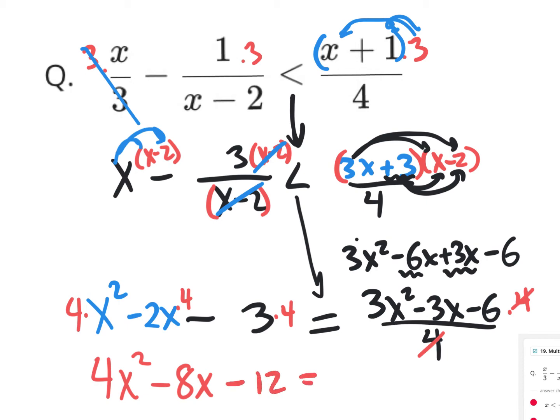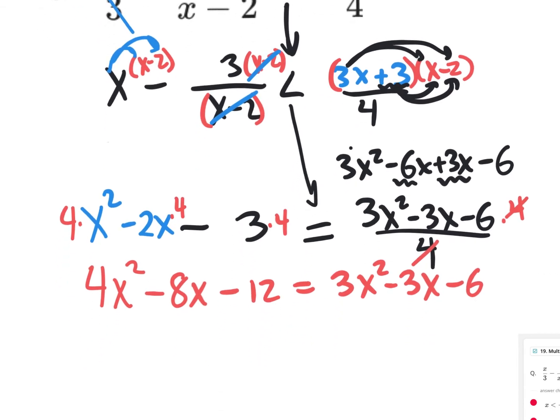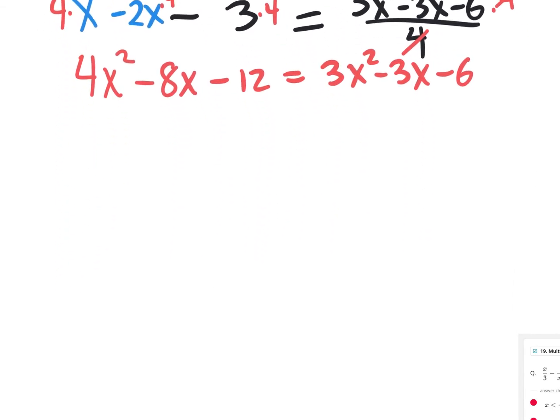Minus 12 equals 3x squared minus 3x minus 6. That is a huge, disgusting polynomial, but at least I don't have any fractions. So I need to move everything to one side, set it equal to 0. Let's subtract 3x squared, cancels, subtract 3x squared. That actually helps us a lot. We end up with a regular x squared, or 1x squared. I'm just going to leave it as x squared.